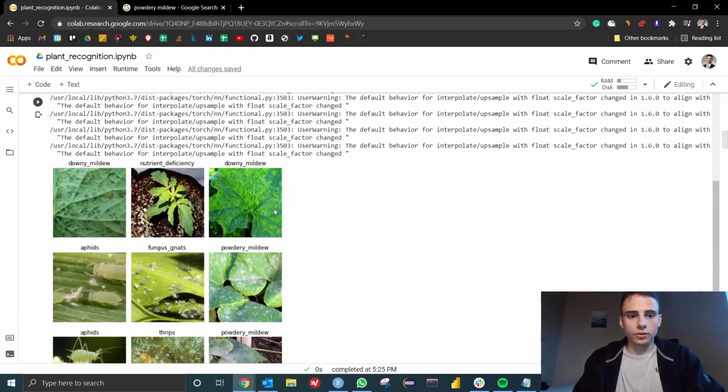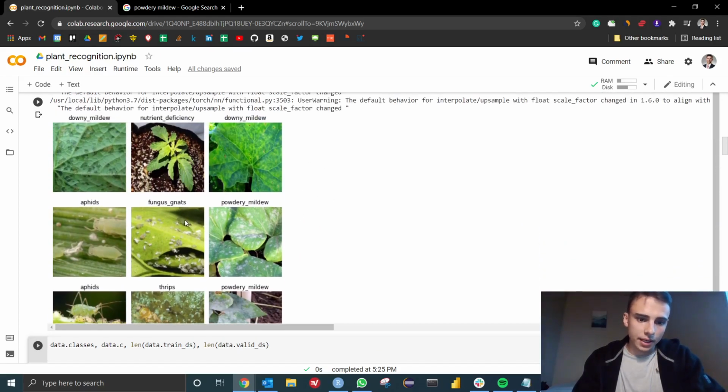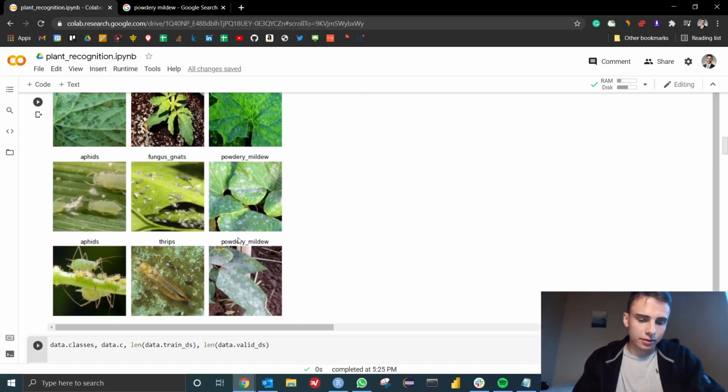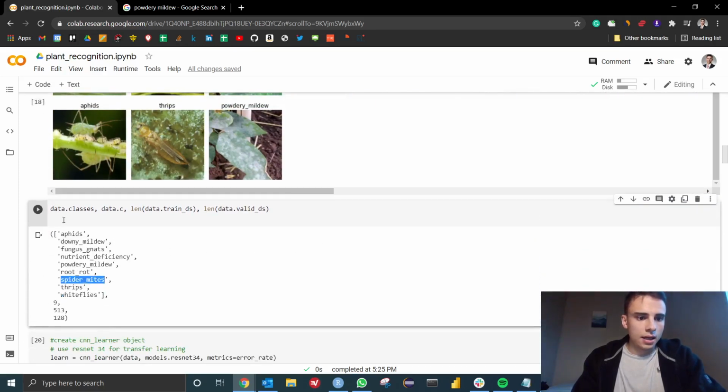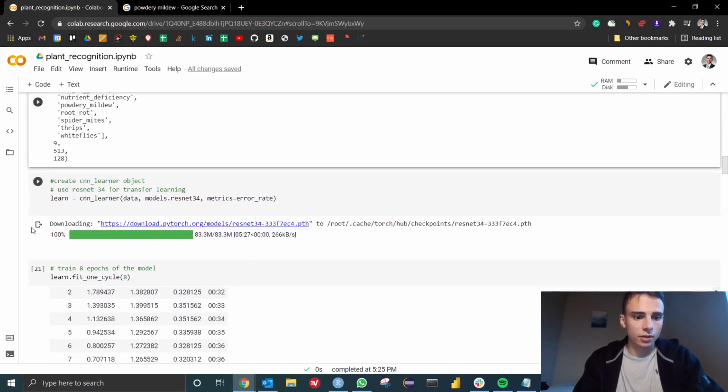If I wanted to look at an example of those images, you can see here that it matches those diseases well, and the upload was successful. And if I wanted to look at a few more details of those data classes, it's 9 different folders and 9 different kinds of diseases. We have a total of 513 images to train this model with.